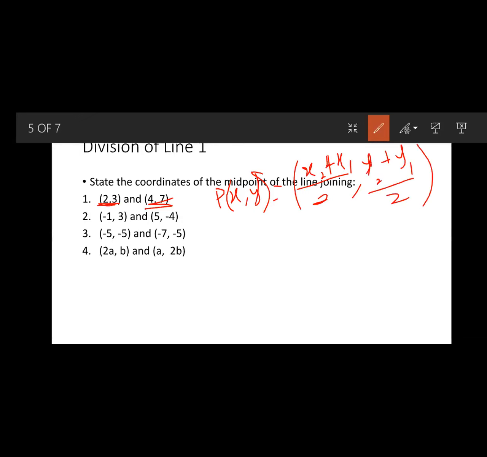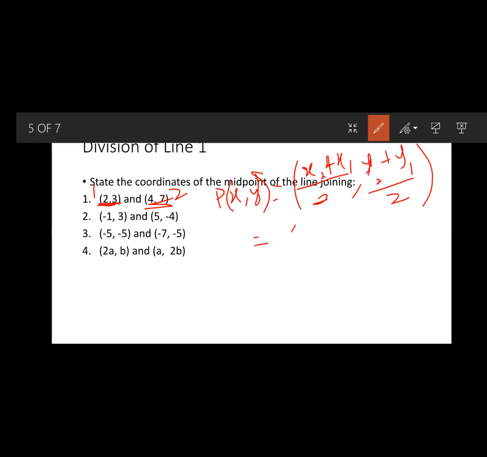So that's this thing. If you apply that, in that case, what is your x2? If this is point 1, this is point 2. So our x2 will be equal to what? 4. Our y2 will be equal to 7.